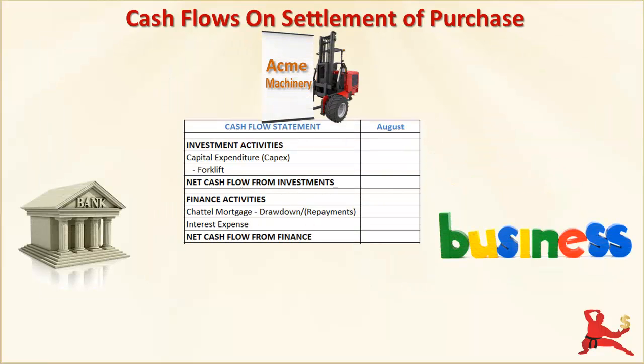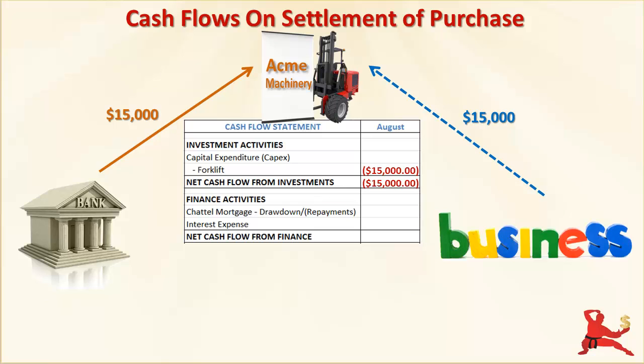On the day that you settle the purchase of the forklift, your bank will pay the $15,000 to the forklift seller, but your accounts will show the cash outflow of $15,000 as payment for the forklift and cash inflow of $15,000 from the bank loan. That's the drawdown on the chattel mortgage loan.